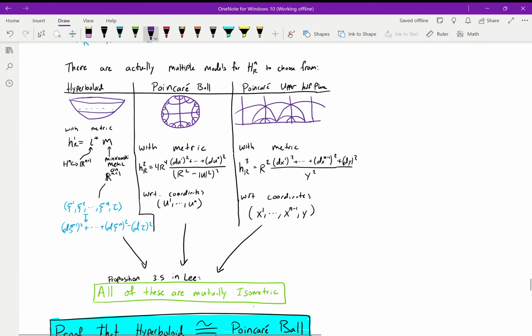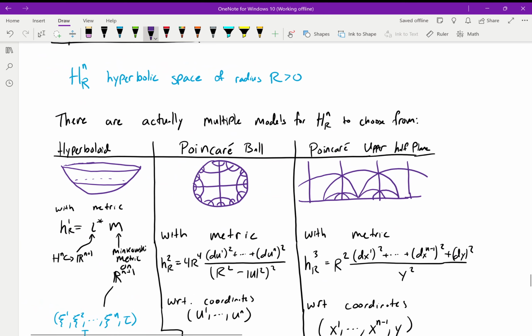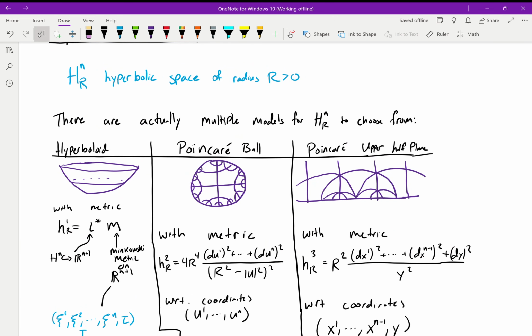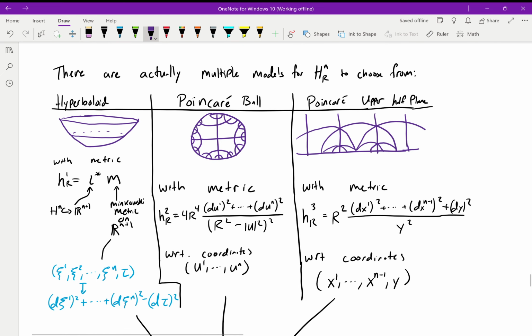Yes. Okay. Now finally, hyperbolic space. The problem with hyperbolic space is that, by the way, I'll be using H and R for n-dimensional hyperbolic space with radius R, is that we have multiple different models we can choose from. You can either choose the upper sheet of your hyperboloid, or you can use the Poincare ball or Poincare half plane. Some of you may have seen these absurd shapes before.